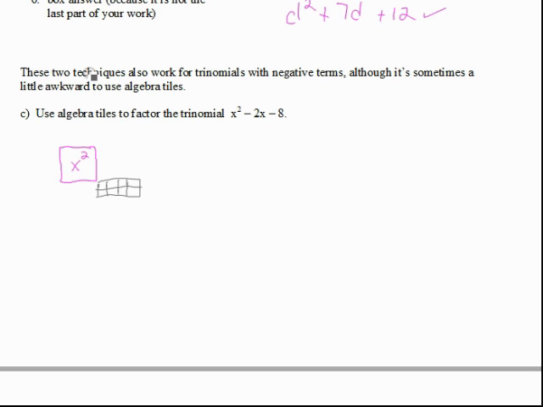And I can tell by looking at this that I only have two negative x tiles. I can't add that in any way that's going to make a rectangle. Okay, so I need to add what we call 0 pairs. Because I can see that I'm going to need 1, 2, 3, 4, 5, 6 more tiles, and I only have 2, so I need to add 4.